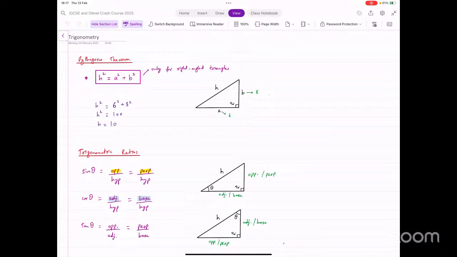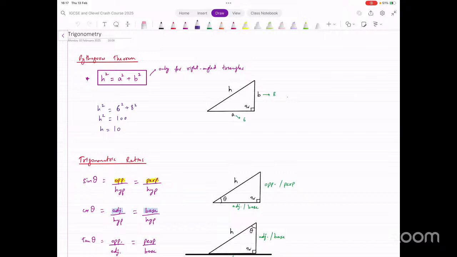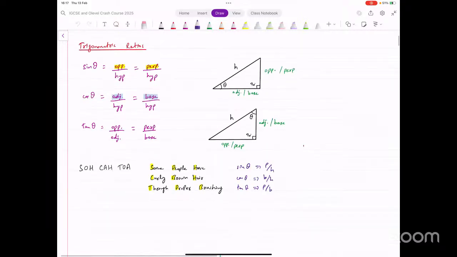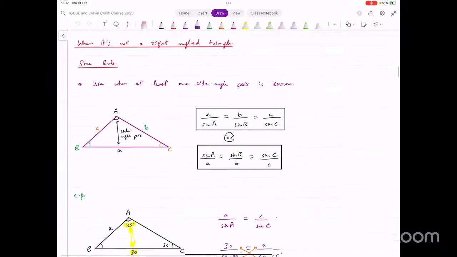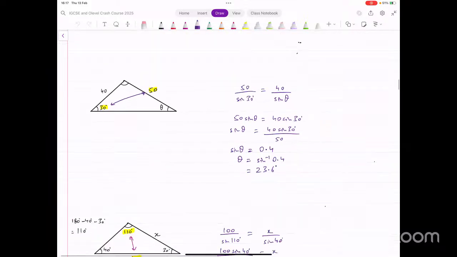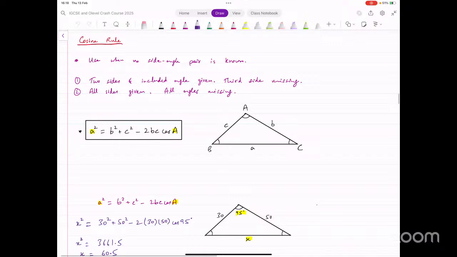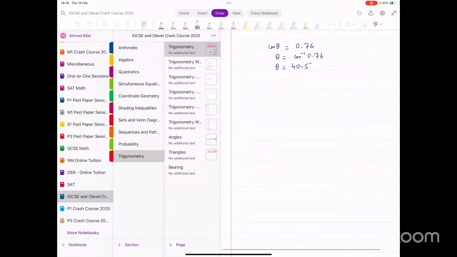So we were doing trigonometry, and in the last couple of sessions, we have done a number of concepts. We started with this, that in a right angle triangle, we can use Pythagoras to find any missing sides. And then we have these three trigonometric ratios, sine, cos, tan, which we can use to find any missing angles or sides. And then we talked about the case when the triangle is not a right angle. In this case, you can use sine rule and cosine rule. We understood when to use which one of those rules. We looked at a few examples of that.